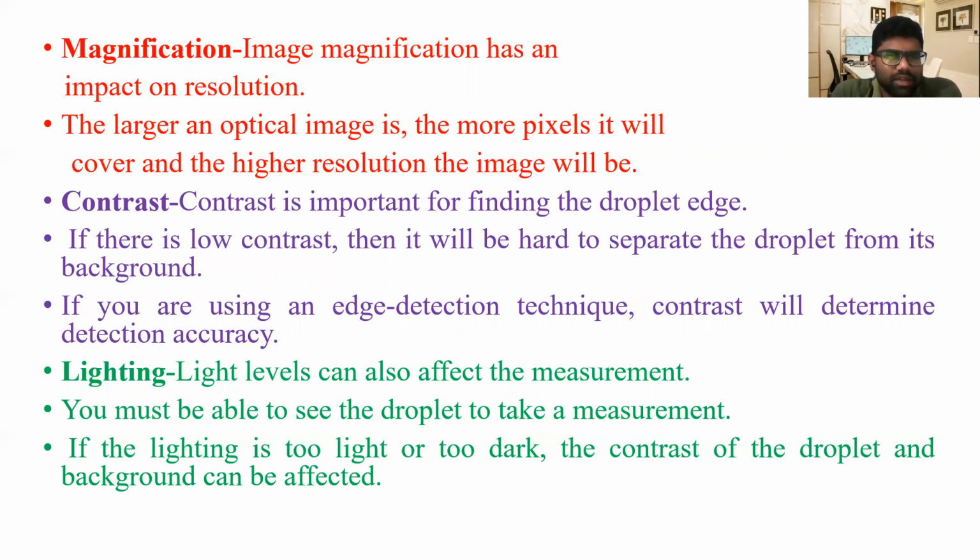And lighting as well. Lighting levels can also affect the measurement, because we must be able to see the droplet to take a measurement. When the lighting level is good, the camera can see the droplet clearly and record properly. If the lighting is too bright or too dark, the contrast of the droplet and background can also be affected.